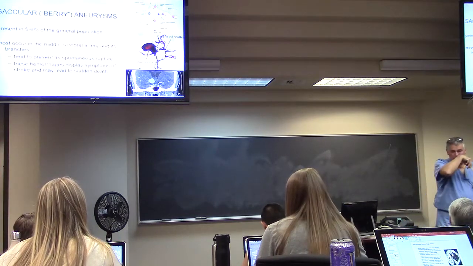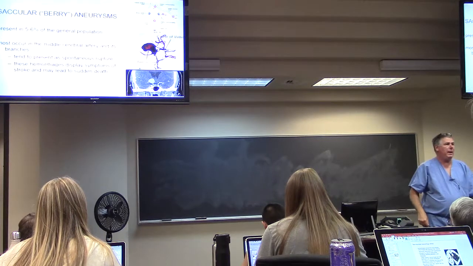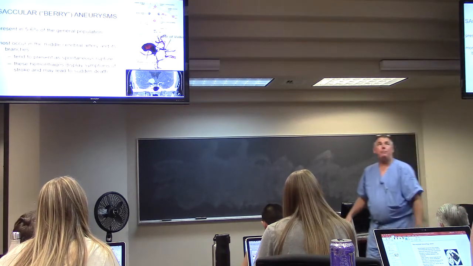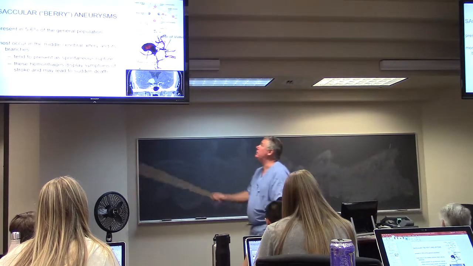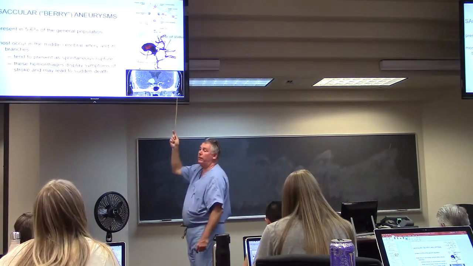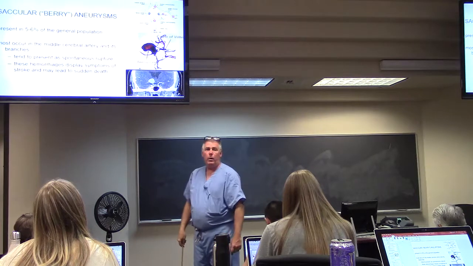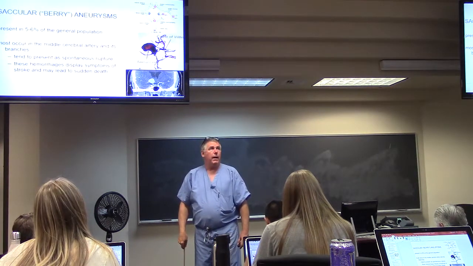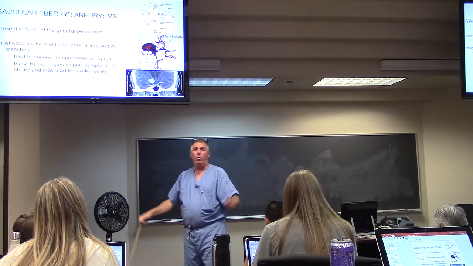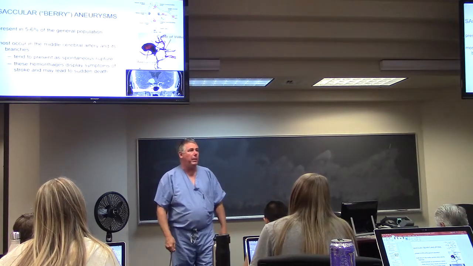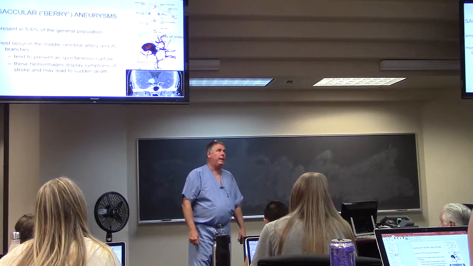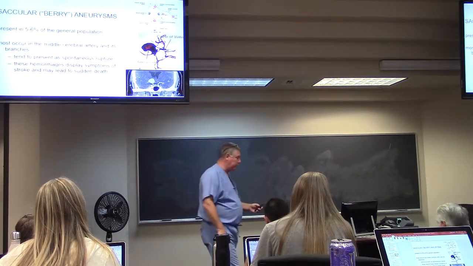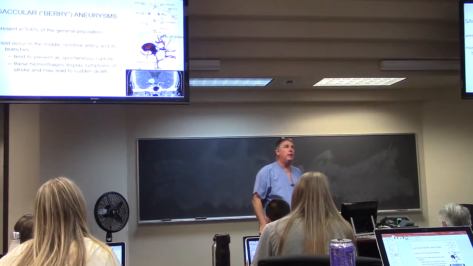Berry aneurysms are really common, 1 in 20. That means about 2 people in here have a berry aneurysm and don't know it. They usually occur in the circle of Willis, mostly along the middle cerebral artery where it branches. Over half of them are there. If you live your whole life with a berry aneurysm, no big deal. If they rupture, they can cause sudden death because of the pressure in that system.